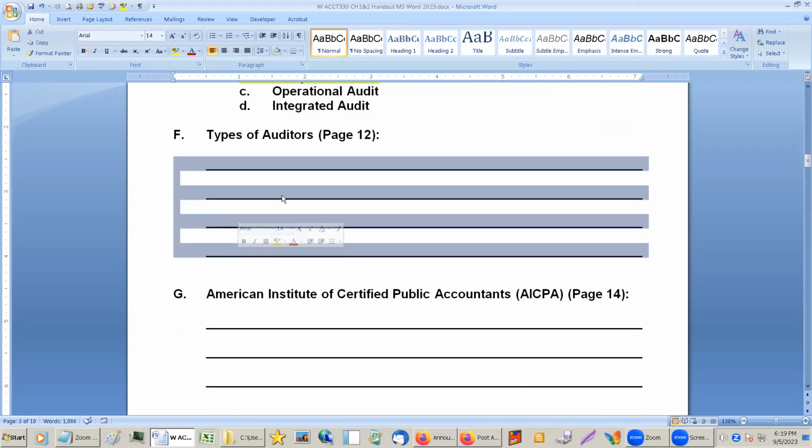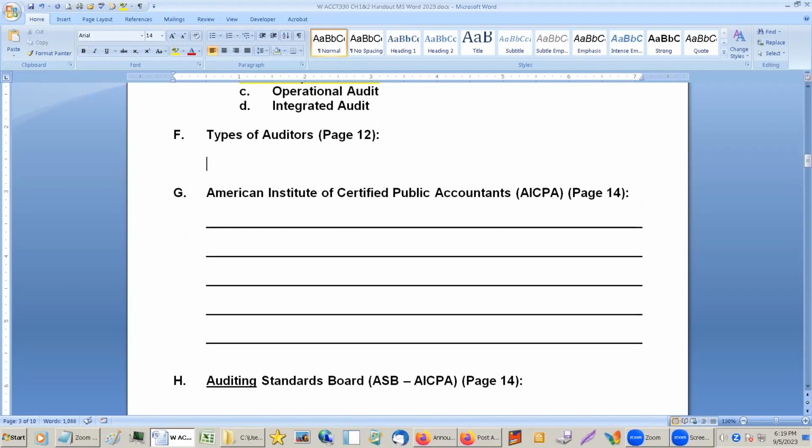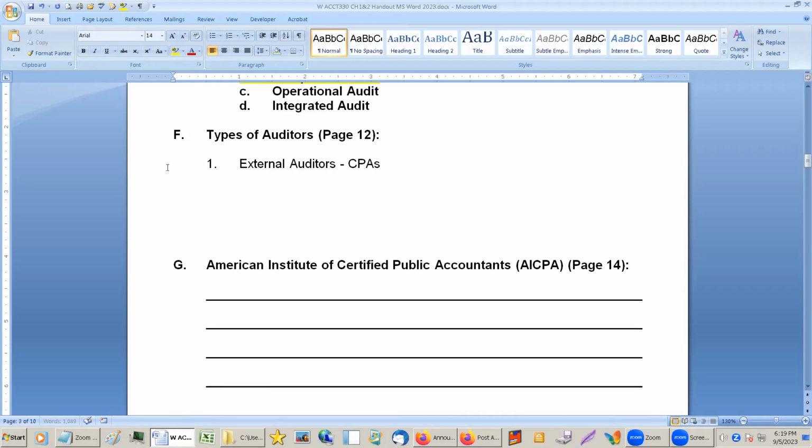Types of auditors. First one would be external auditors. Yeah, these would be CPAs. And that's kind of what we're going to focus on. And they're external, they need to be independent.